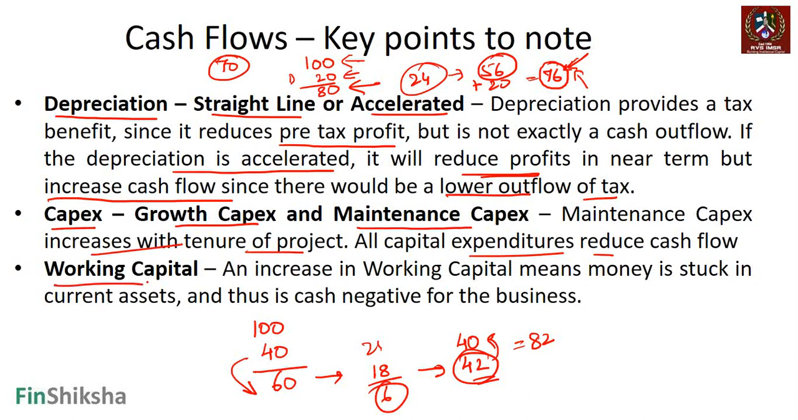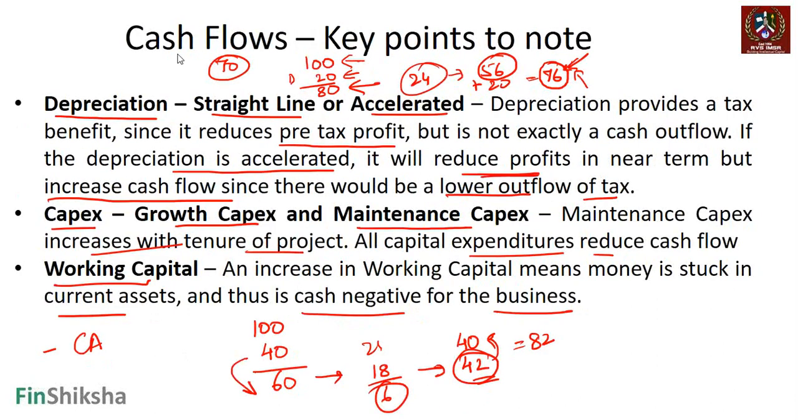The third adjustment we have to make is for working capital. An increase in working capital, an increase in receivables, an increase in inventory, etc., will mean more current assets, thus more cash blocked, and is cash negative for the business. Remember, we have discussed that an increase in CA is negative. We have to subtract an increase in CAs, current assets, right? That's what we have to take care of.